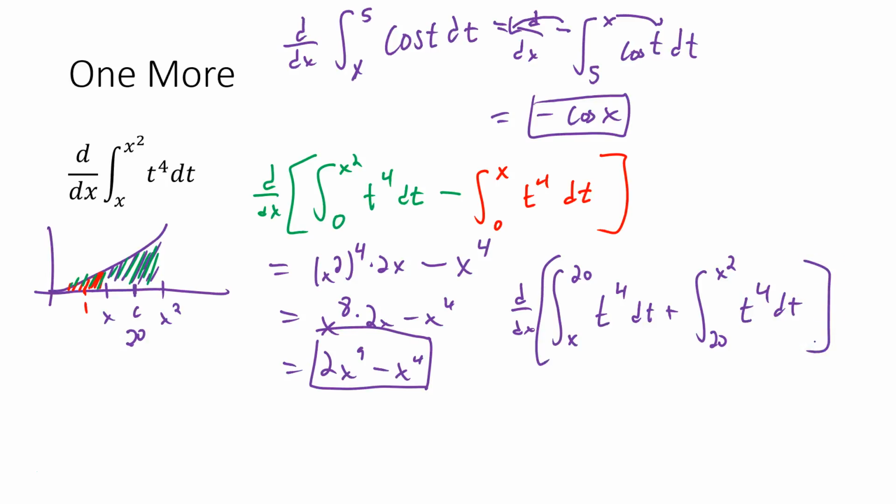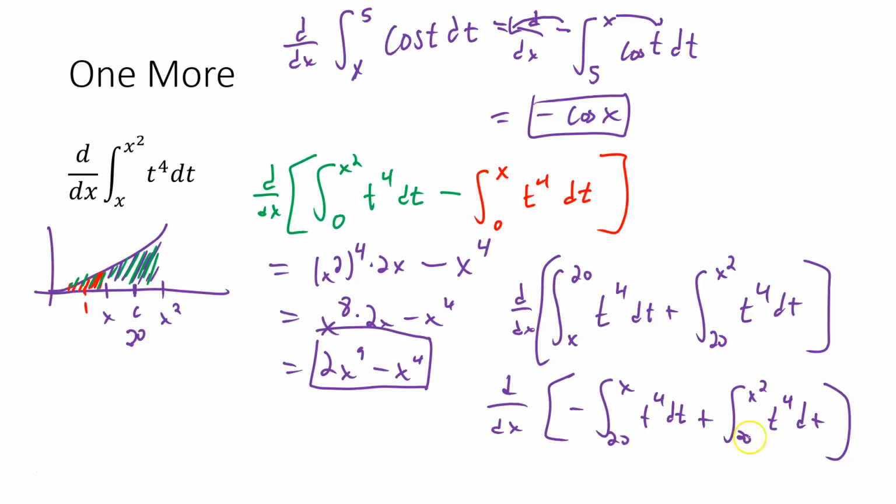So now we have to use what we talked about up here, where you have the limit on the bottom. We don't want it on the bottom, we want it on the top. So this is d/dx of negative integral from 20 to x of t to the fourth dt, plus integral from 20 to x squared of t to the fourth dt.